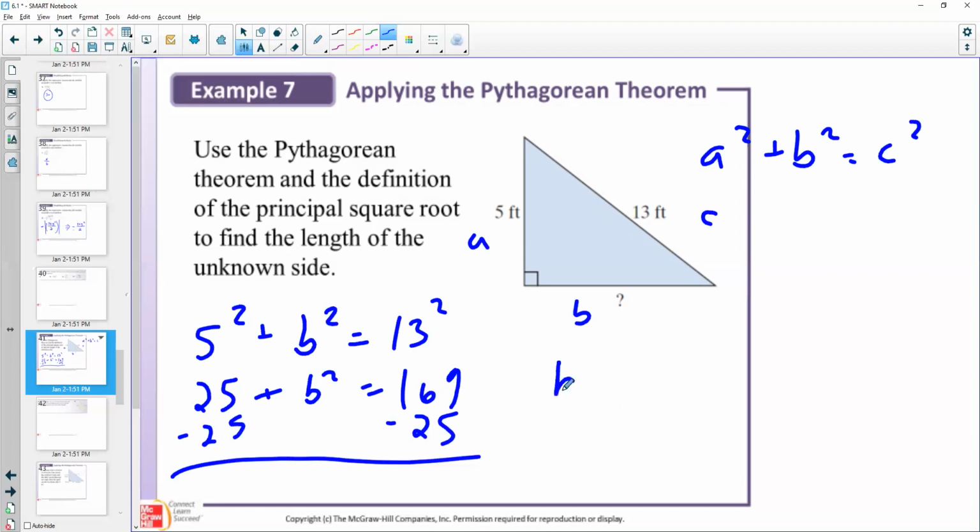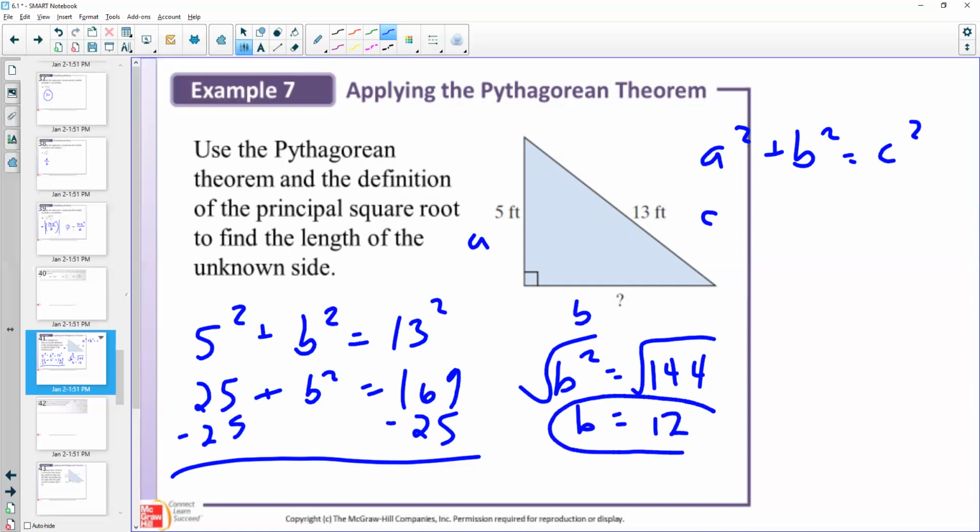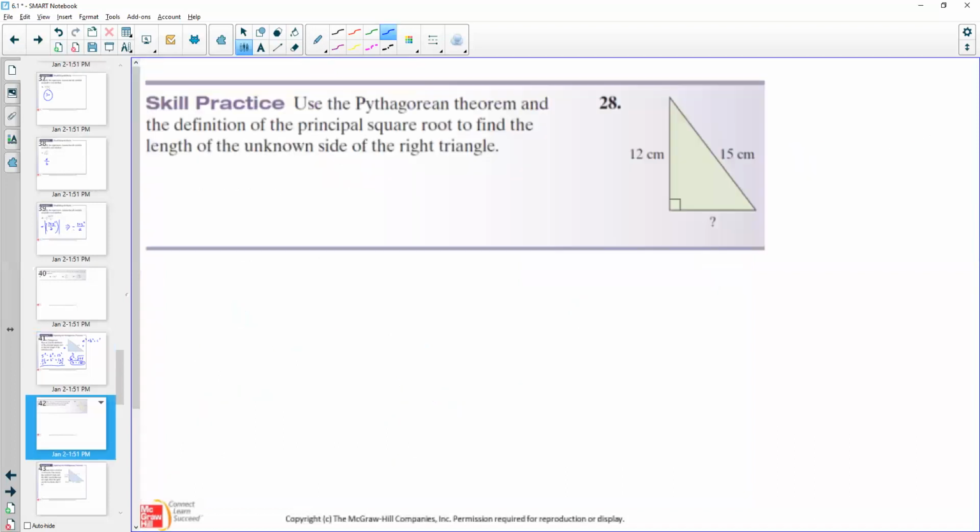I get b squared equals 144. Well, I know if I take the square root of both sides, b is 12. It could be negative 12 too, right? Negative 12 times negative 12 is 144. But like, that's not a length. I would be using the principal square root here, so it's 12 feet. You try that one when you have a second.